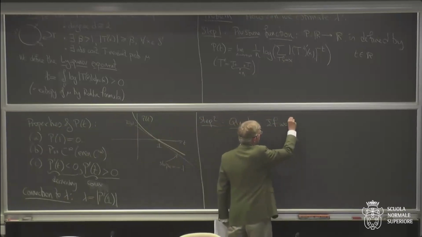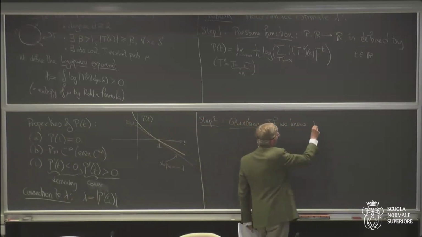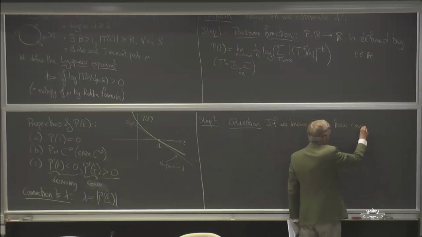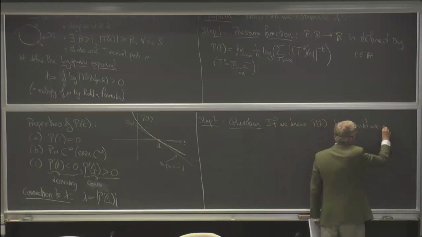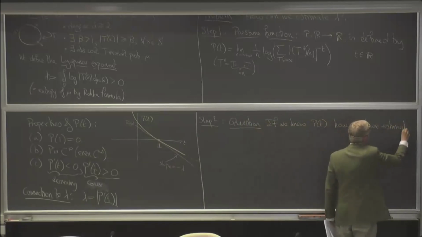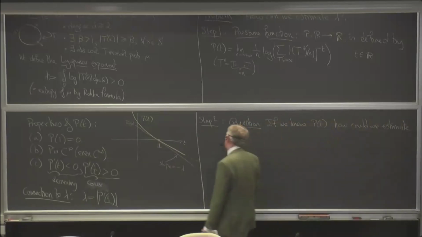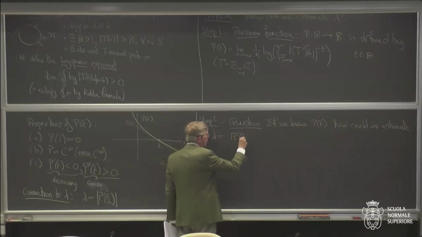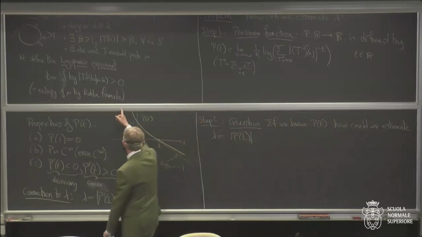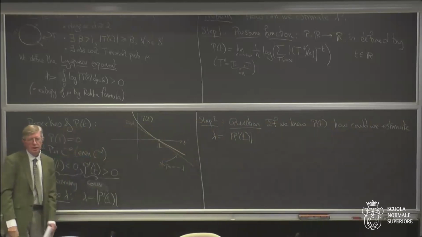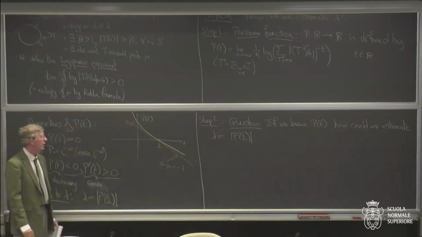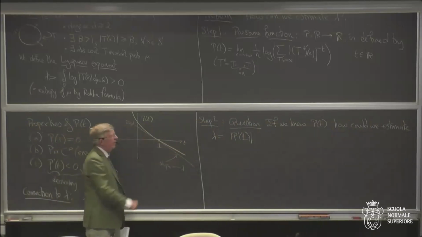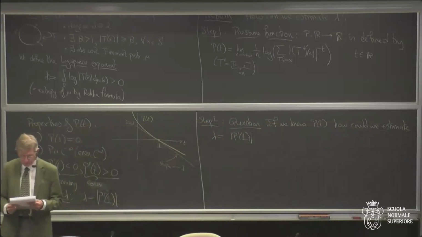If we knew P of t, how could we estimate lambda, which is equal to the absolute value of the derivative at 1? So if you had a perfect knowledge of what this curve looked like, how could we extract from this graph the derivative here? And then the answer, of course, is it's kind of easy.